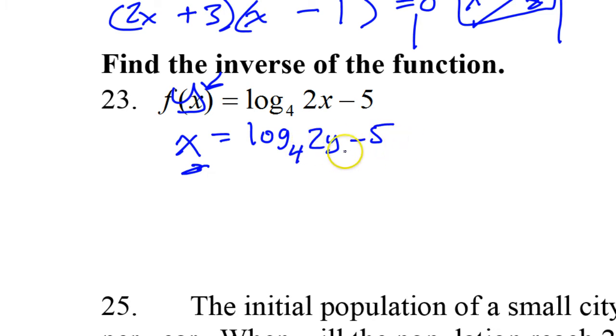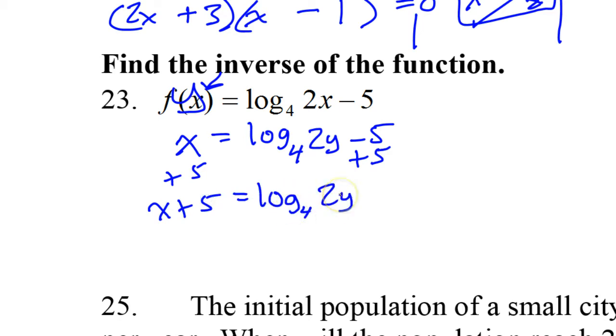We definitely want to, we got to get y by itself. So we're going to add 5 to both sides. So now I've got x plus 5 is equal to log base 4 of 2y. So that's the end of the algebra steps. So here's where we rewrite it in the other form.